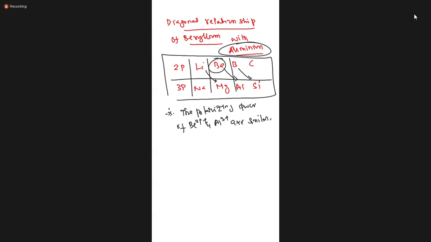Are similar. That's why beryllium shows diagonal relationship with aluminum.